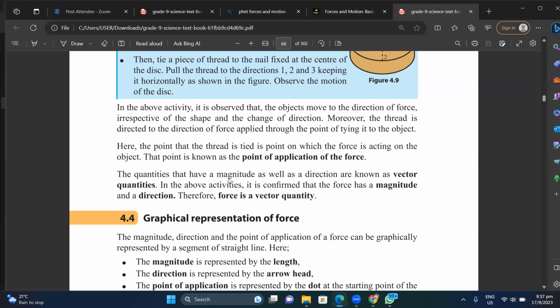In the above activities, it is confirmed that force has a magnitude and direction. So what did we learn here?